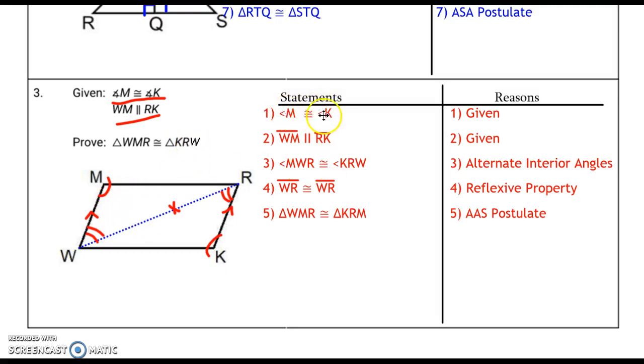Anyway, you can see angle M is congruent to angle K. Those are here and here. We know that these two angles are going to be congruent because of alternate interior angles. We know that these two are parallel lines. We also know that tricky reflexive property means that WR is congruent to itself. And then WMR is congruent to KRW based on the AAS postulate. We know it's AAS because we have an angle here, and a non-included side. AAS works here because this side is not between the two angles that we know.